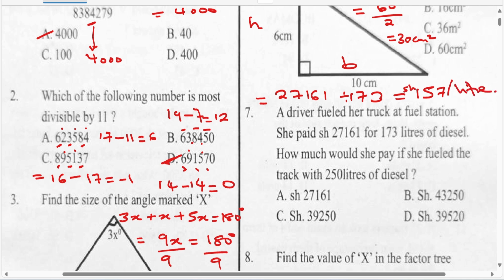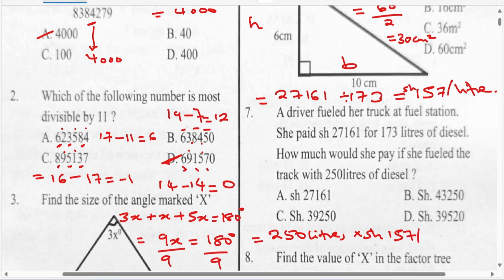Okay, so for each liter she'll pay 157 shillings. And you've been told how much should she pay if she filled the truck with 250 liters. So if it's 250 liters, you basically take 250 liters times the 157. So, yeah, 157 per liter. So per liter, how will I describe it? Per liter.